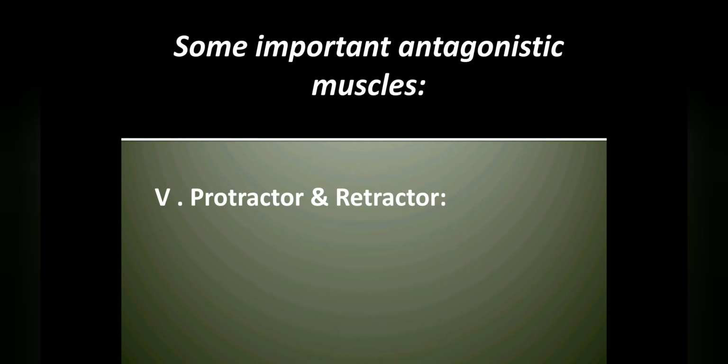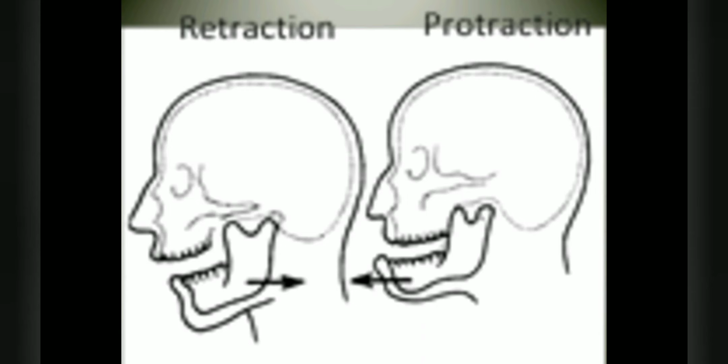The next one is protractor and retractor. Protractor moves the body part in forward direction. Whatever body part it is, if you move it in the forward direction, then it will be considered as protractor. And a retractor moves backward. So if suppose you are moving your neck region or your jaw in the forward direction, then it will be protractor, and when you move it towards the back side, it will be retractor.